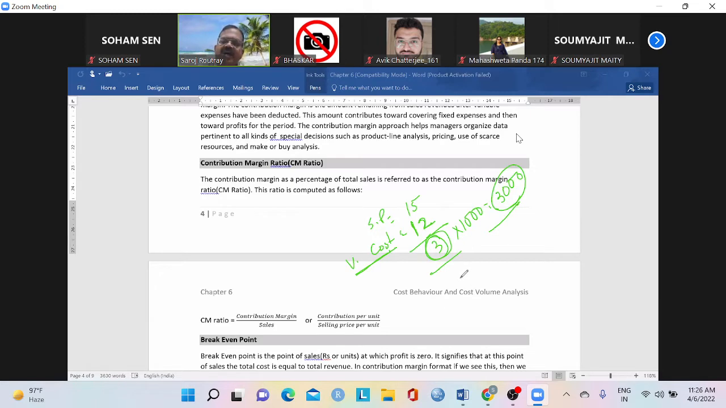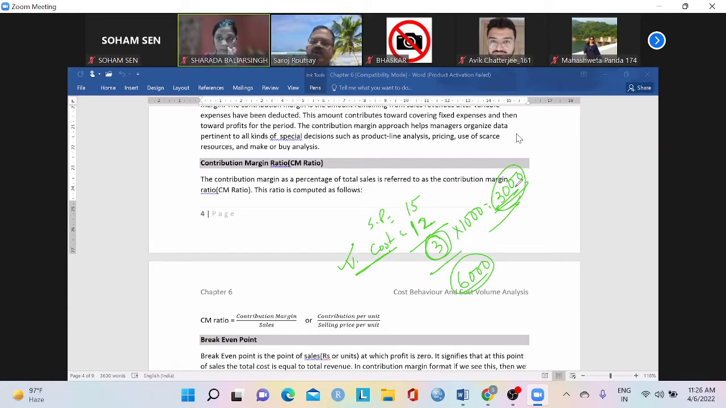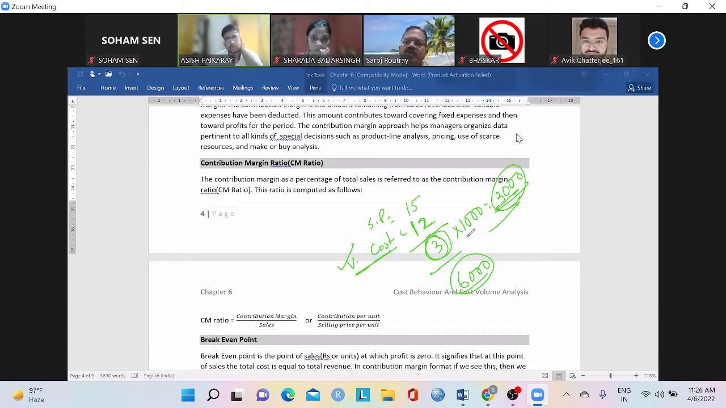Now, if I say my fixed cost is 6,000, because variable cost I have already deducted, right? How many units do I need to sell so that I will have a contribution equal to 6,000? How many? 2000 units. Okay. So from 1 unit you get 3. So if you sell 2000 units, it will become 6000. So you have to sell 2000 units.